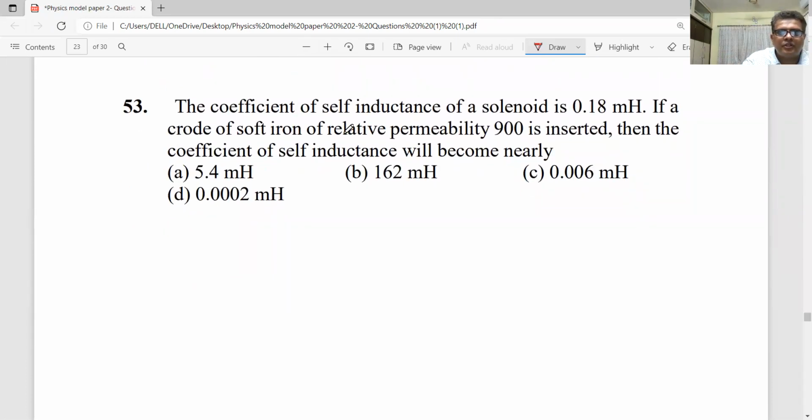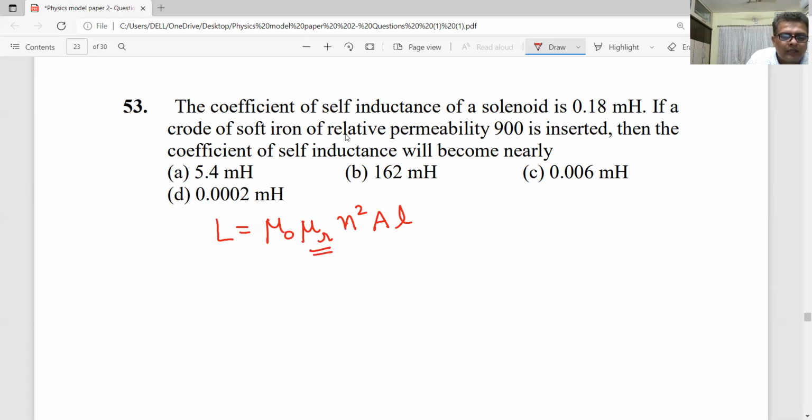Next, the coefficient of self-induction of the solenoid is 0.18 millihenry. If a core of soft iron of relative permeability 900 is inserted, then what will the coefficient of self-induction be? You know that in the electromagnetic induction chapter, the self-inductance is given by mu naught, mu r, n square A into l. If you want to write it in terms of the number of turns, capital N, then n is capital N by l. Now mu naught into mu r n square A l is the value.